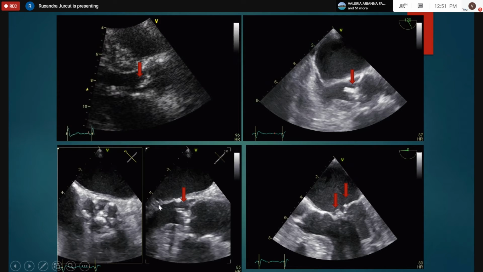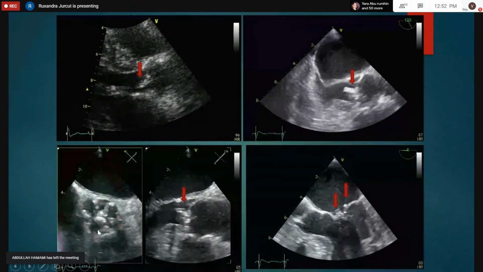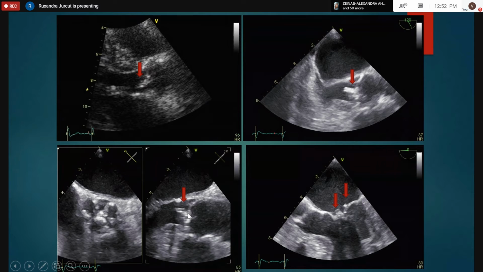I have here a few still images just to make sure you all see it correctly. So these are zoomed images of the aortic valve and here as well. And you can see on this aortic valve there is a mass. There is something which shouldn't be here in the LV outflow tract. Here the same, there is a mass on the aortic valve.